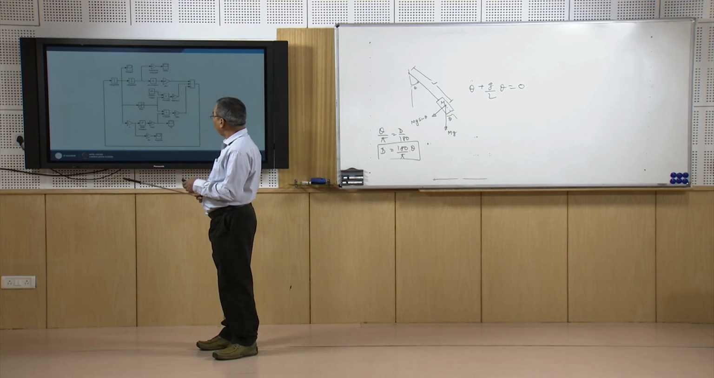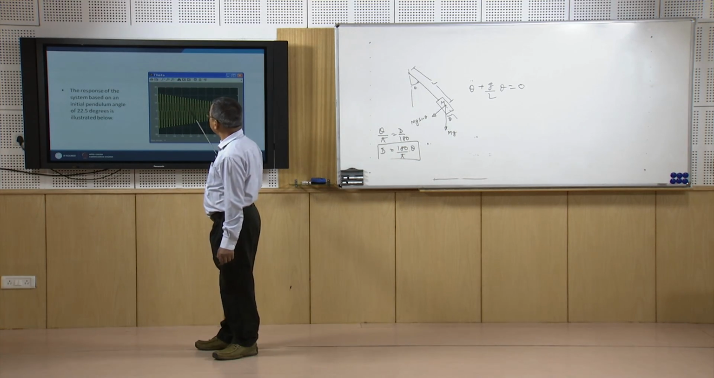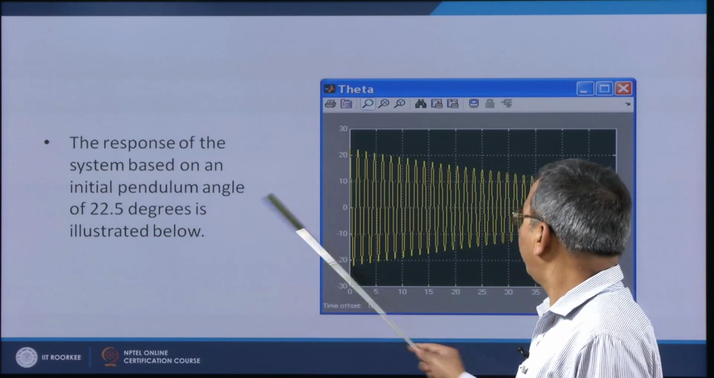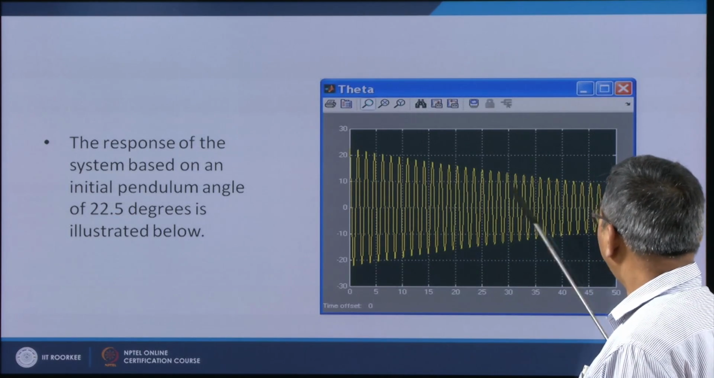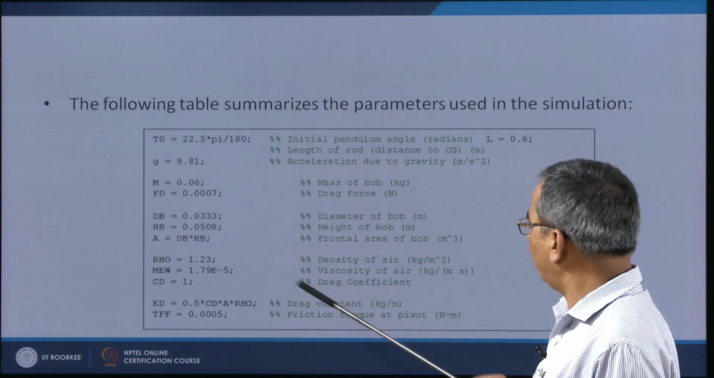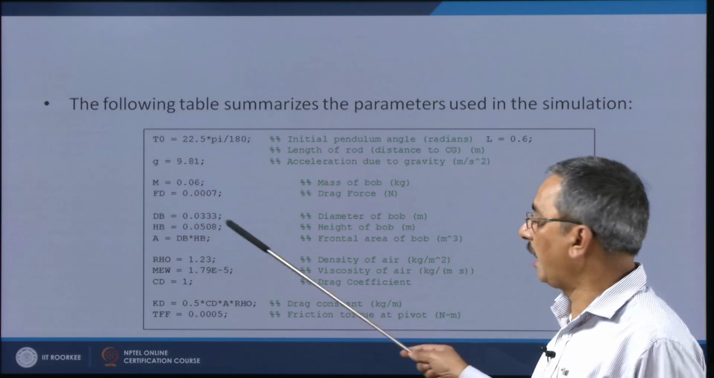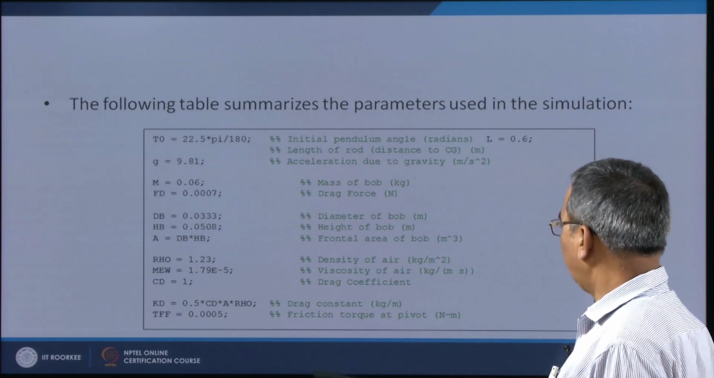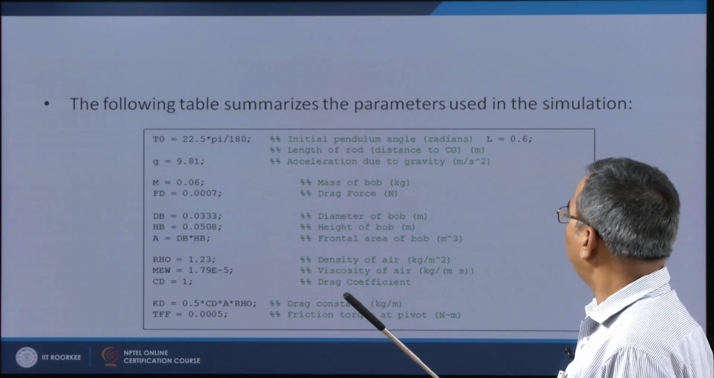This is what I wanted to tell you. We can see the response of the system based on some initial pendulum angle. These responses are decaying. The magnitudes are decaying, and we can take some value here. I am giving some value for which this simulation has been done. So, you can try yourself by giving different values and observing the behavior. Thank you.